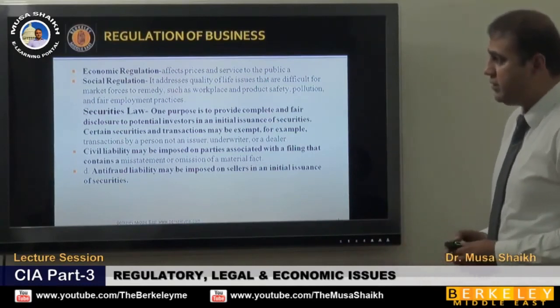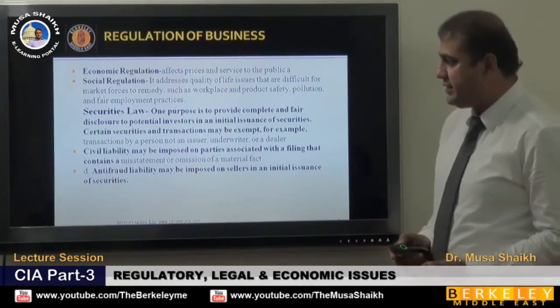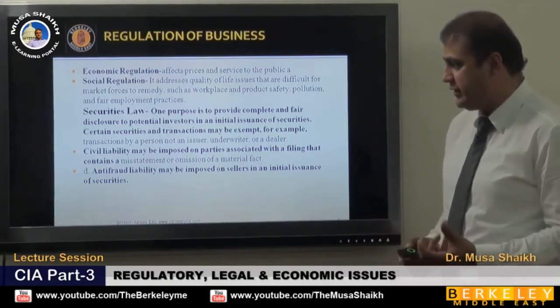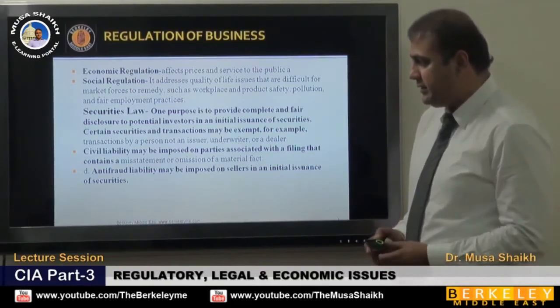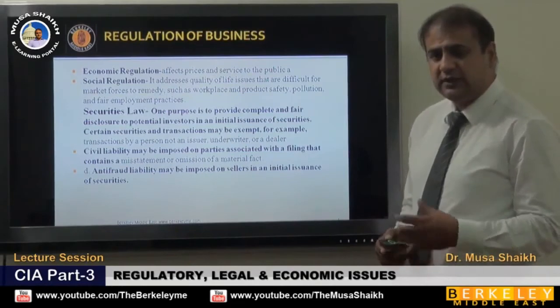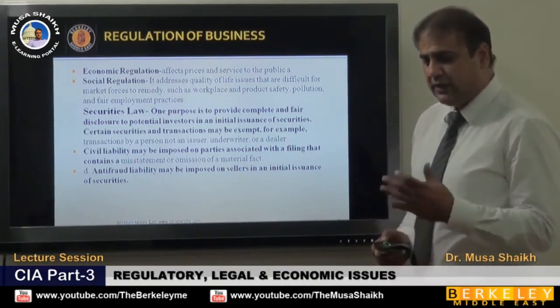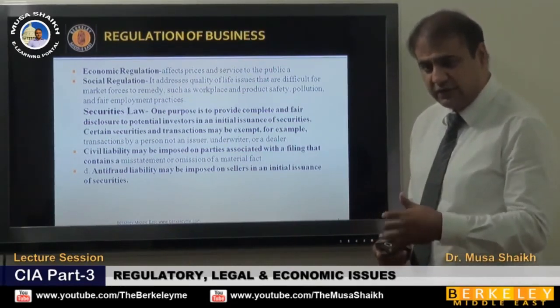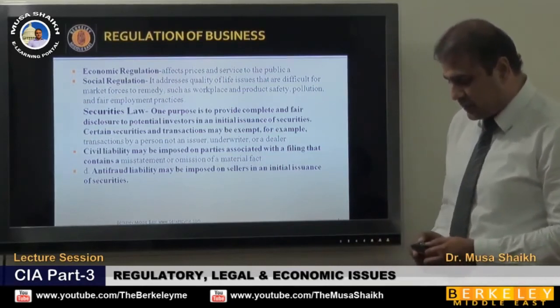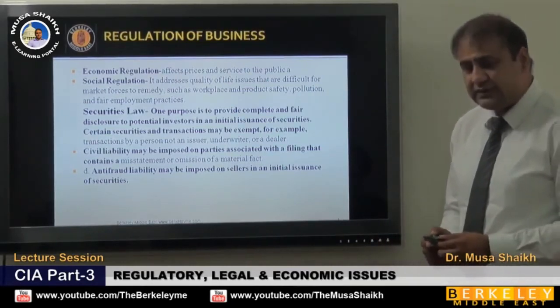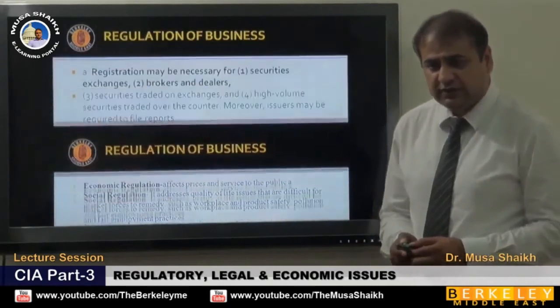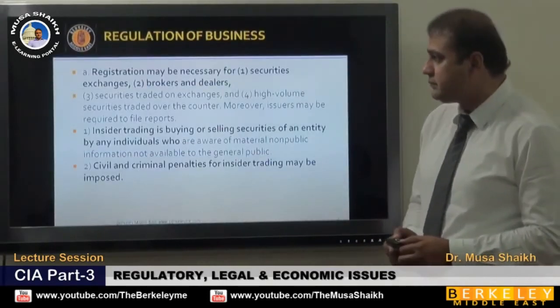So, for example, economic, social for society, securities law for securities, civil liabilities, anti-fraud liabilities. These are all the regulations that we should have to create a common code of understanding between the users and the stakeholders.